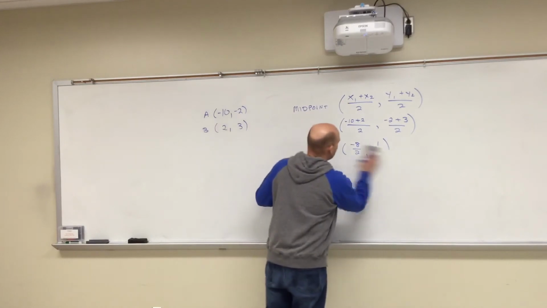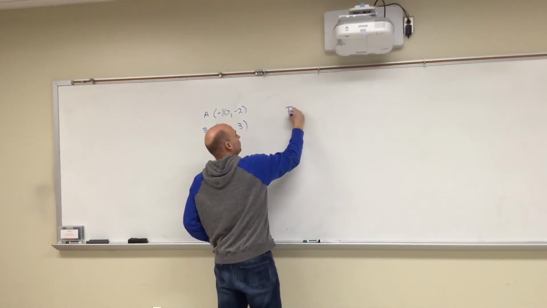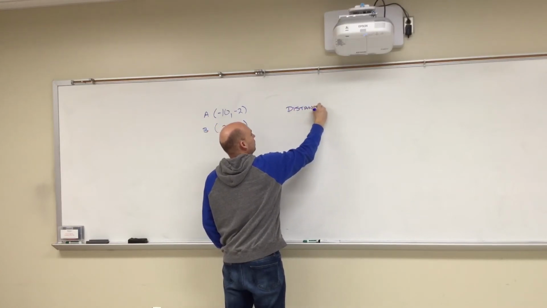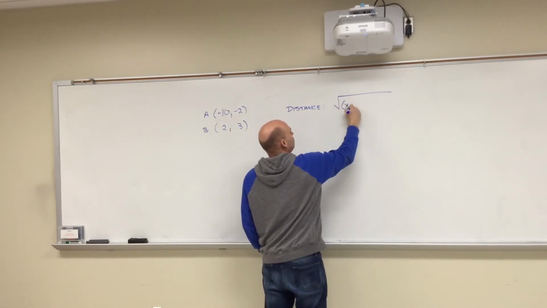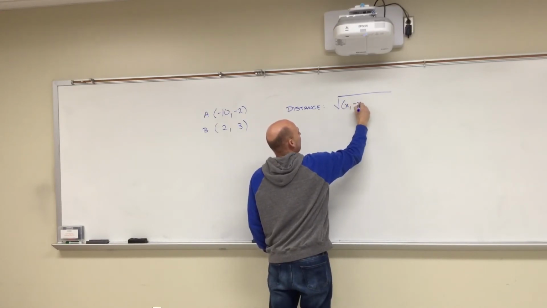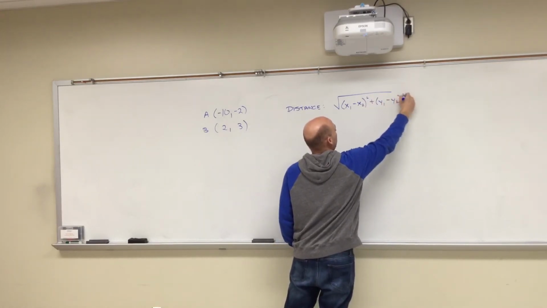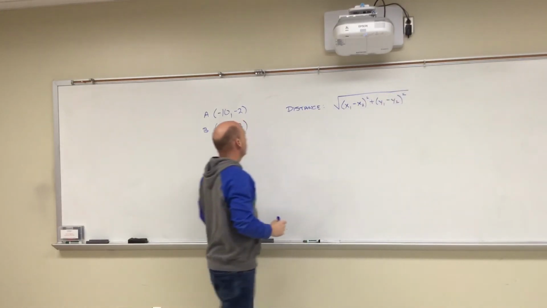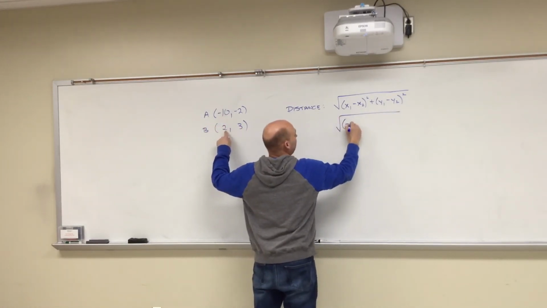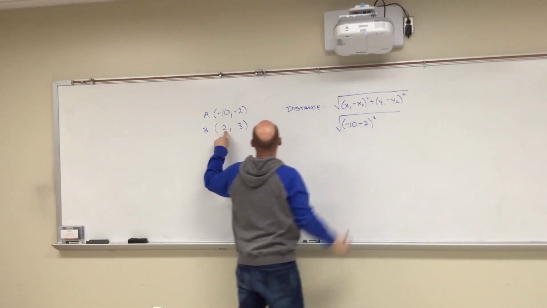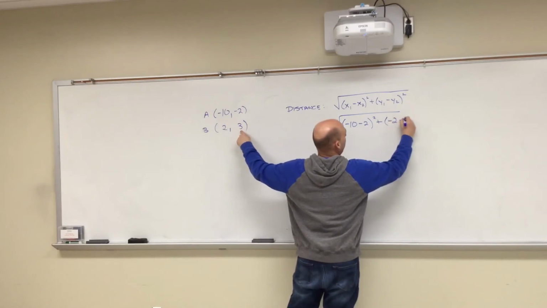So let's say we have a distance formula with the same points. So our distance formula is this. The square root of x1 minus x2 squared plus y1 minus y2 squared. Okay, so we're going to take the two x's and we're going to subtract them. So I'm going to do the square root of negative 10 minus 2 squared plus, and then I'm going to subtract these two. Negative 2 minus 3 squared.